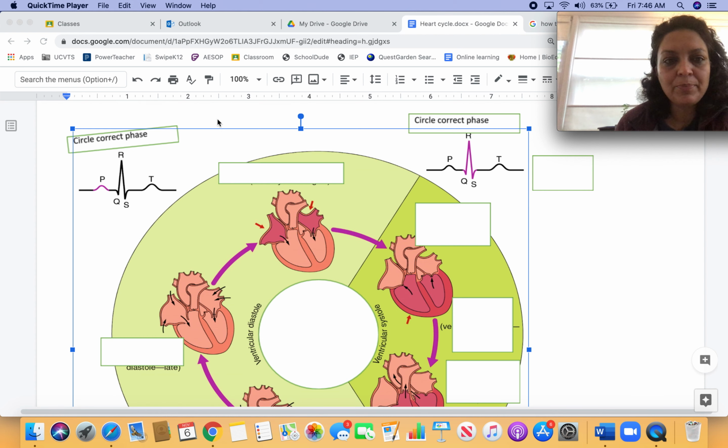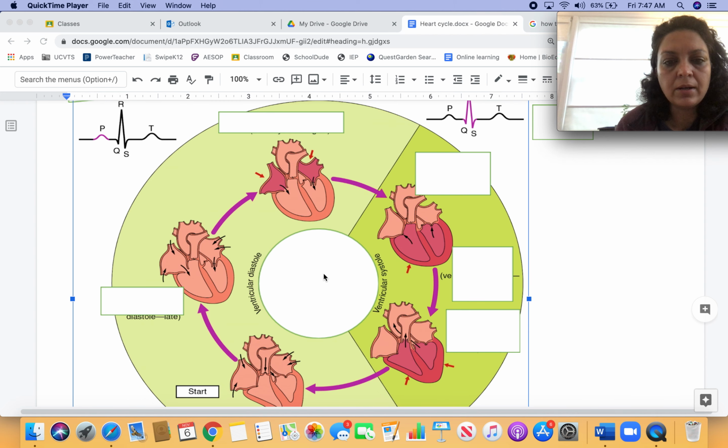And today I'm going to explain two things. First, the cardiac cycle in terms of pressure change, and then correlate the cardiac cycle with the ECG, right? Electrocardiograms.